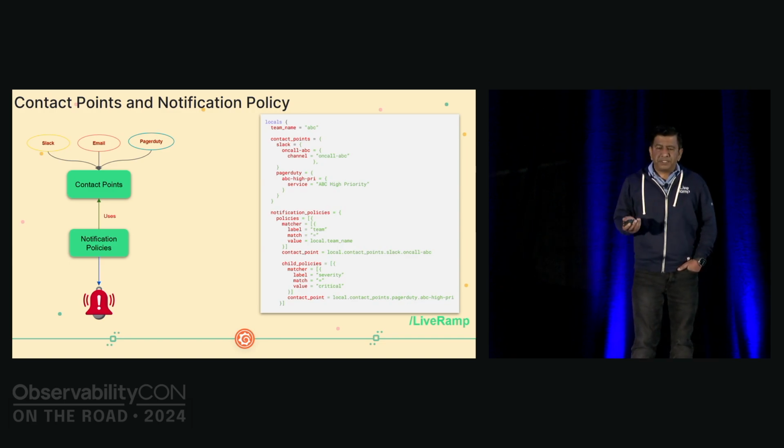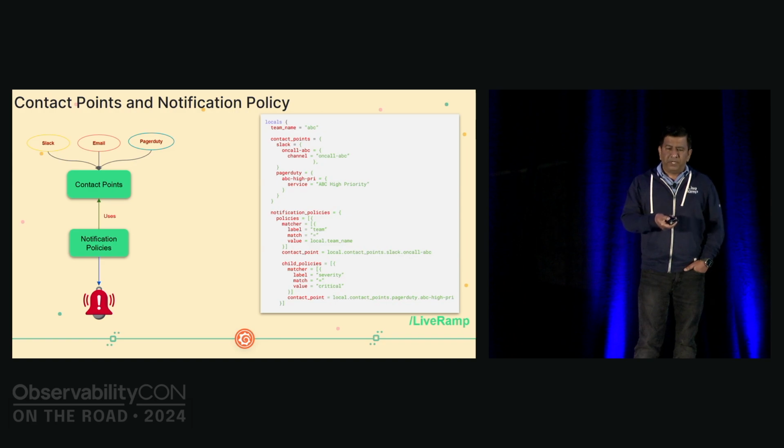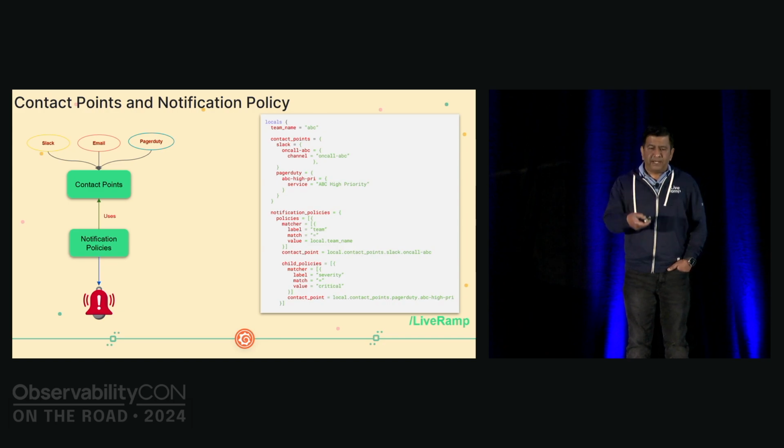So the team can simply list all their contact points. It can be Slack channels or emails and PagerDuty. All these things they can just add as a list.